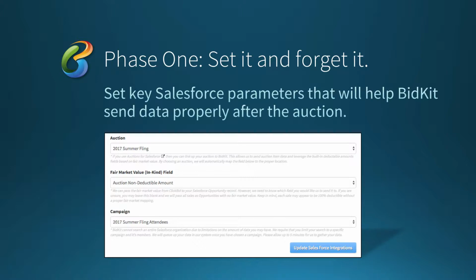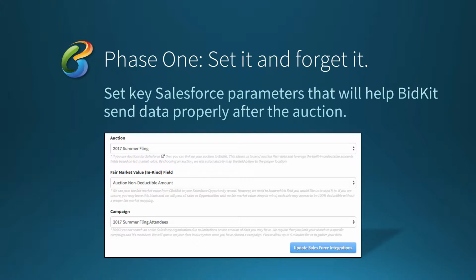But another thing that we did, we saw that Salesforce had an application that was built called Auctions for Salesforce. And it allows you to install an application in your Salesforce account, sets up a bunch of custom objects and an actual auction system that will let you build auction items, and so on. And so we wanted to try and take advantage of some of that. So if you had an auction that you wanted to link to, we will find it and you'll be able to link to it. And then when you do that, one of the nice things about using Auctions for Salesforce is they have a built-in non-deductible amount or fair market value.